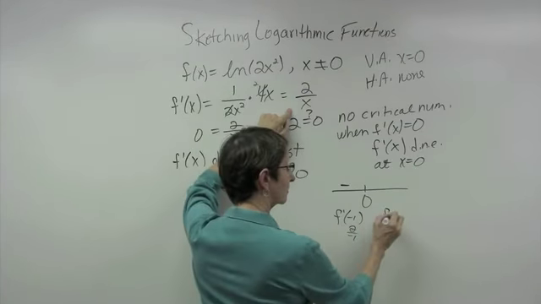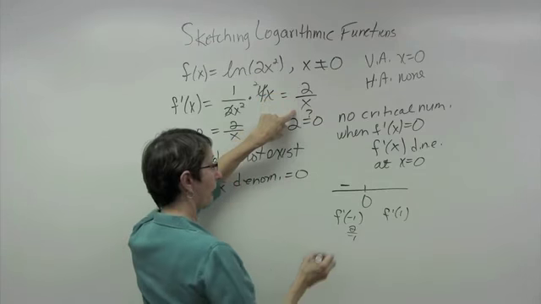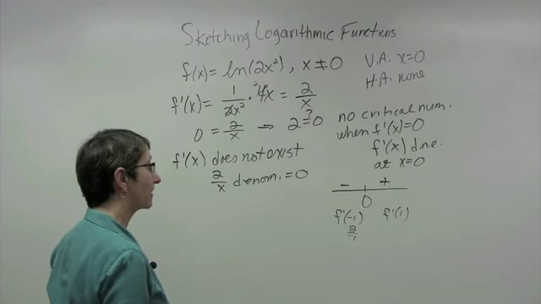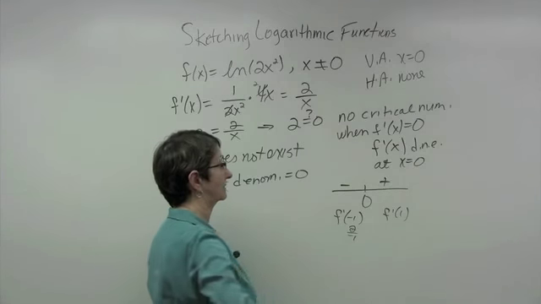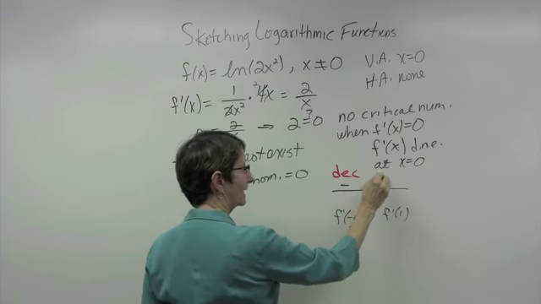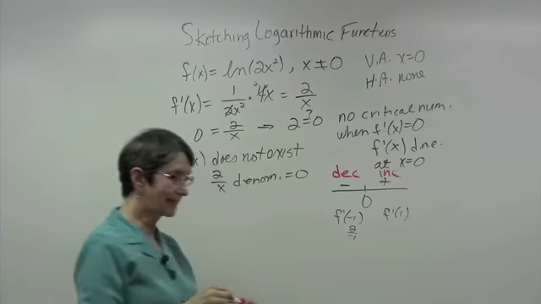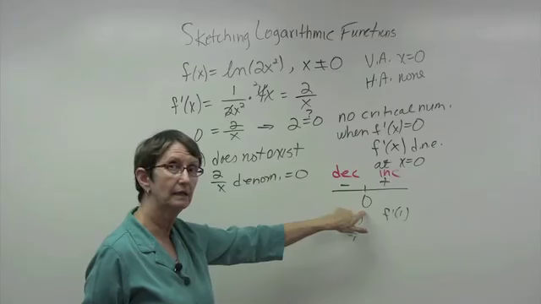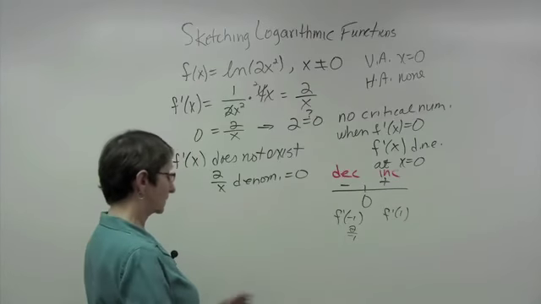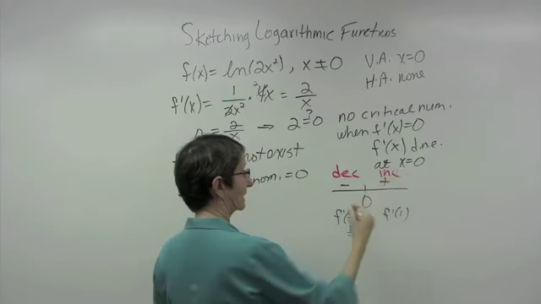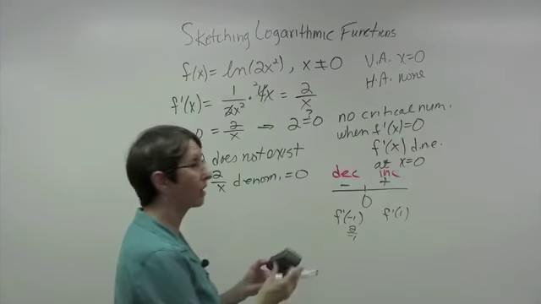I plug in a positive number. I get 2 over +1. I get a positive number. So my function f decreases on the left side of 0 and increases on the right side, but they're separate. They don't connect. It doesn't go down to 0 and back up. This is not a relative min. So this function, we say, decreases and then increases, but there's not a relative min at all.